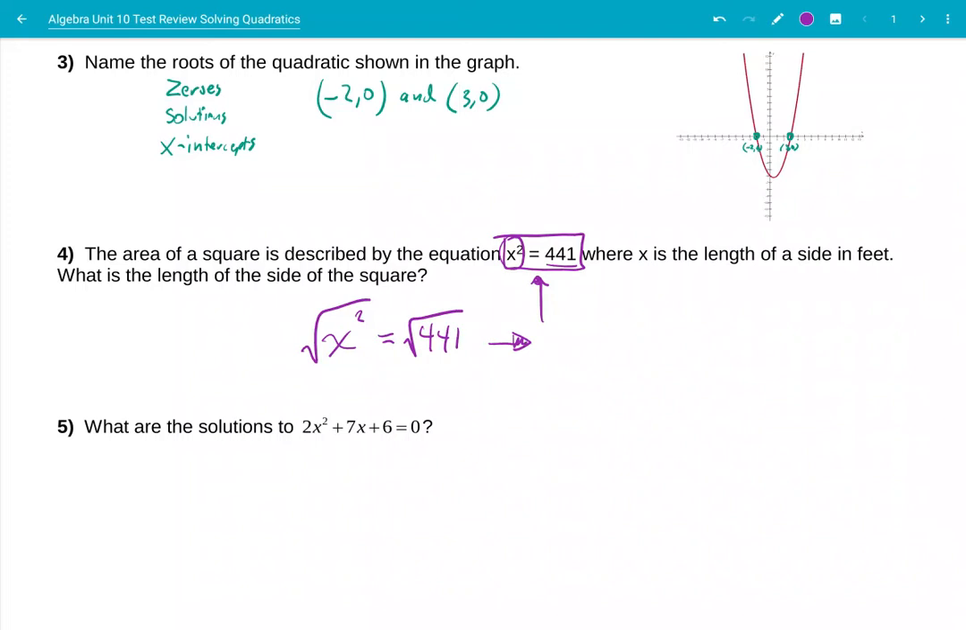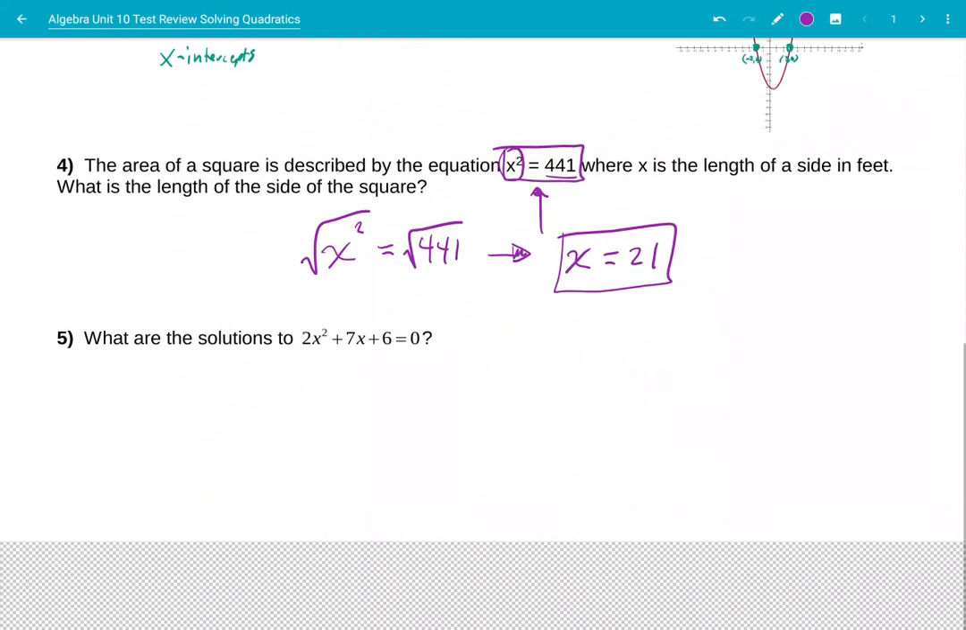I can plug that into a calculator and see if it's a perfect square. My calculator says the square root of 441 is 21. So x equals 21. That's the length of the side of the square. 21 times 21, here's a square. If this side is 21 and this side is 21, you multiply them together and you get the area. And that's what we have.